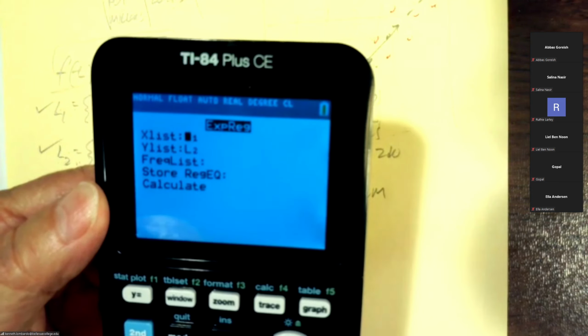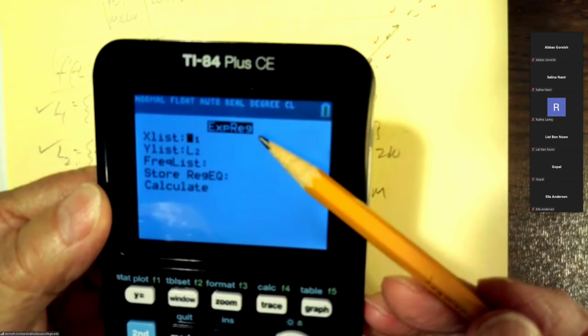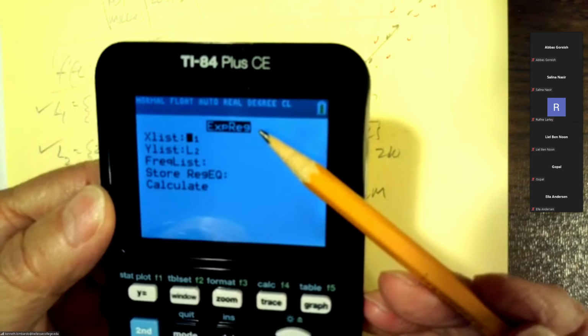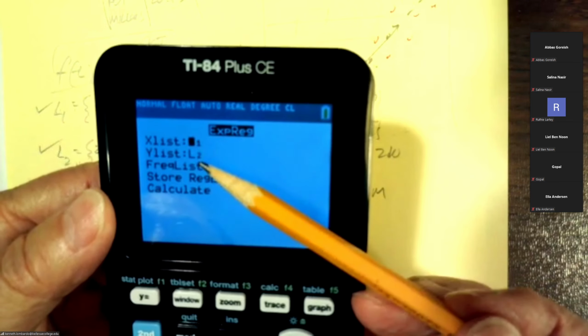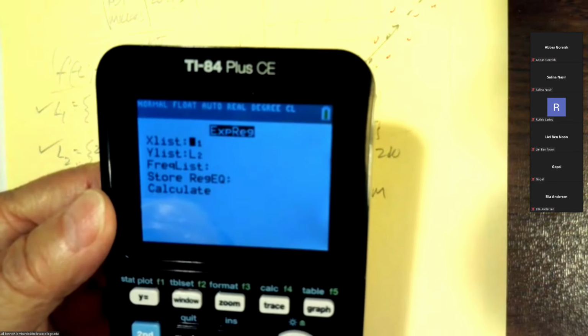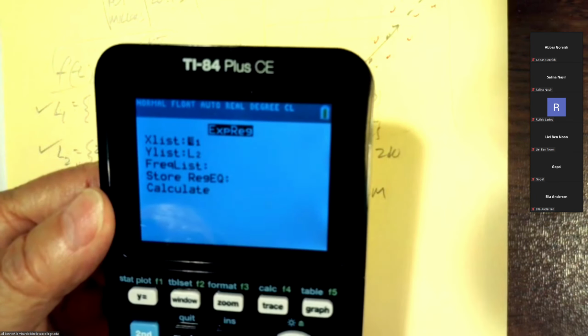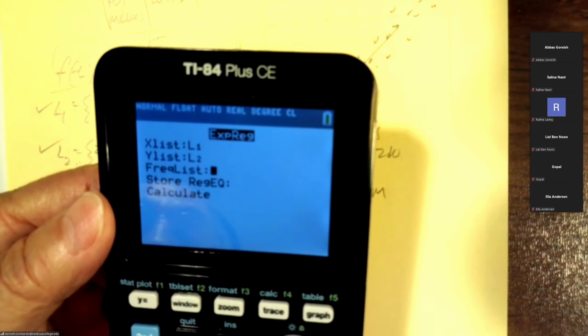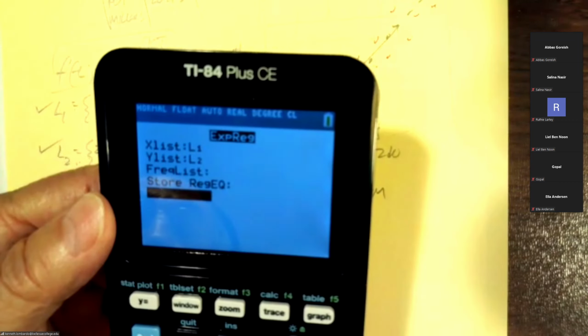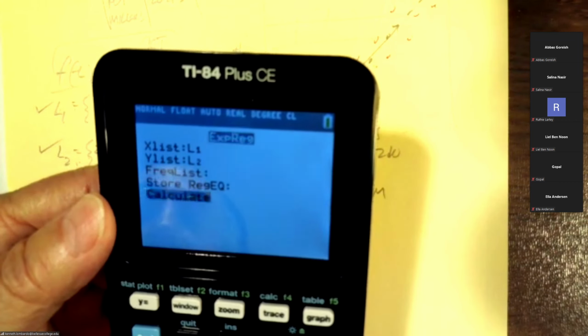And the calculator comes back and says, okay, for the exponential regression, what list do you want me to use? You can put any list you want. The defaults are list 1 and list 2, which I have set up. So yes, I'll hit enter to say, yes, use list 1. Yes, use list 2. And these other, I don't really care about. So I'm just going to space past that.